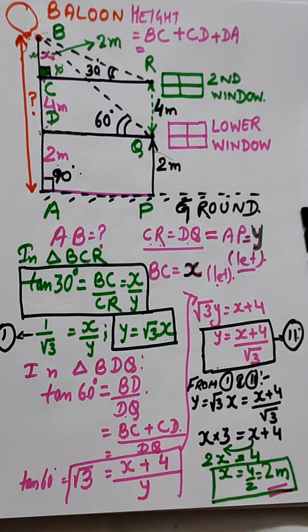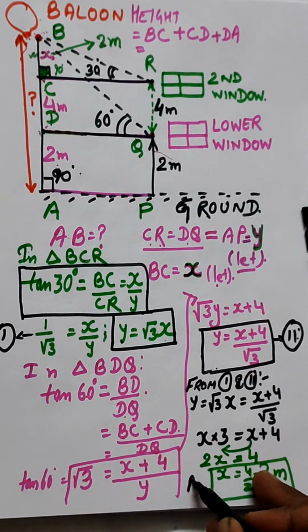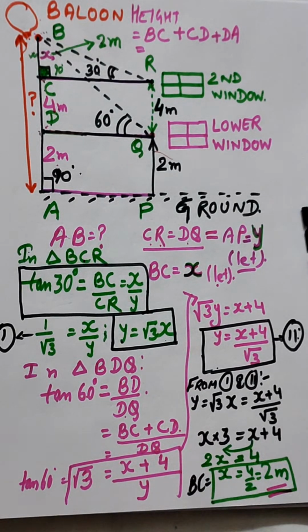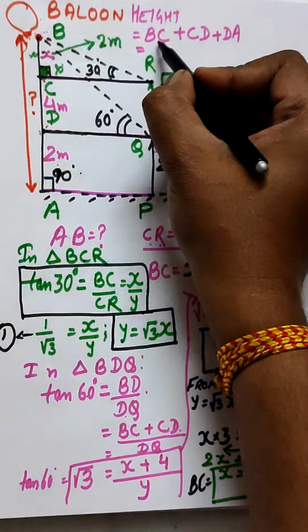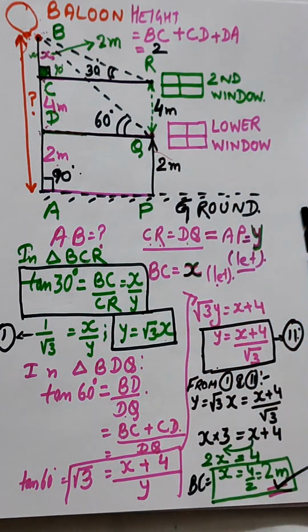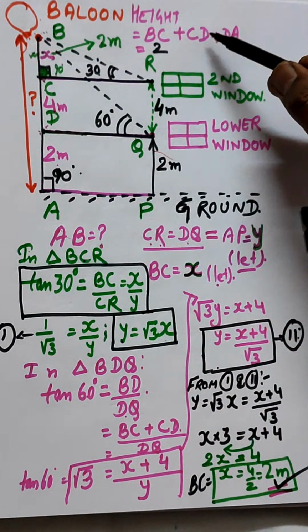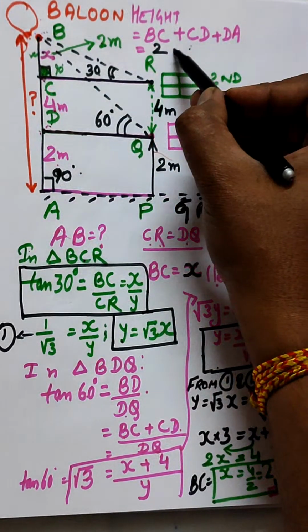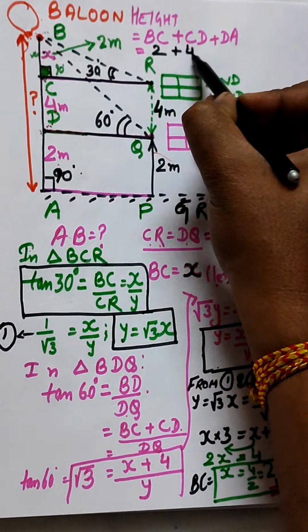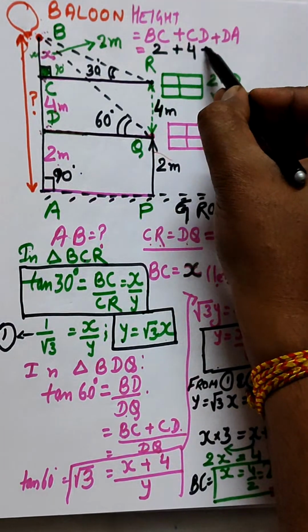The BC is x, which is calculated as, this is our BC, right? So it is calculated as 2 meter. So put the value of BC as 2. And what is the value of CD? CD is 4.